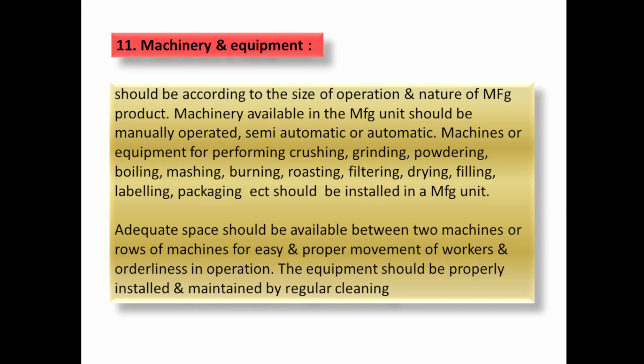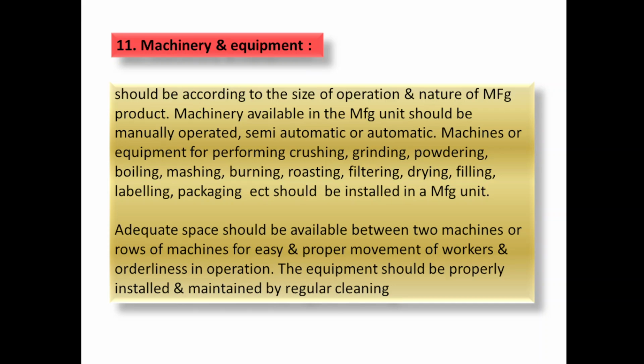Machinery available in the manufacturing unit should be manually operated, semi-automatic or automatic. Some machineries are manually operated, some are semi-automatic, and some are automatic machines which are available in the manufacturing area. Machines or equipment for performing crushing, grinding, powdering, boiling, mashing, burning, roasting, filtering, drying, filling, labeling, packaging should be installed in the manufacturing unit.